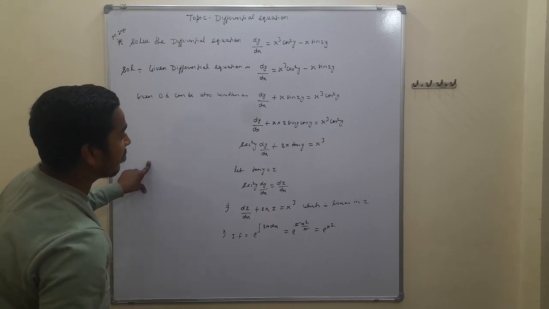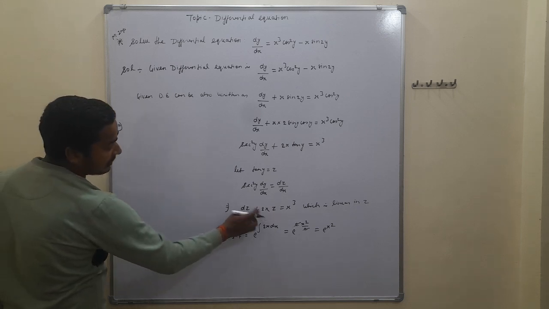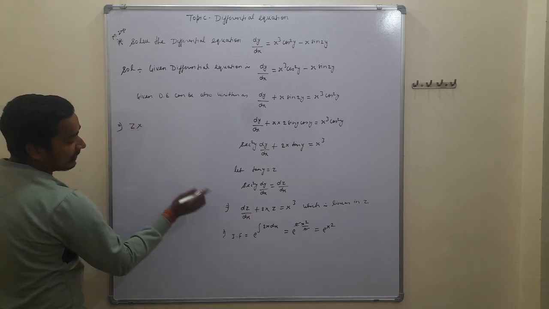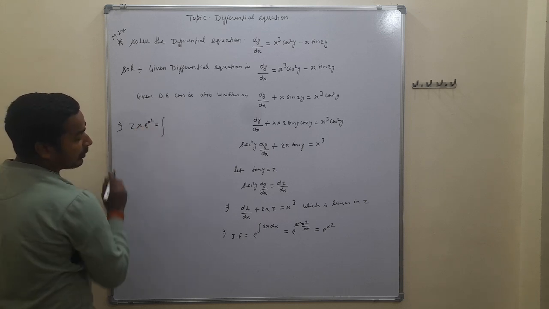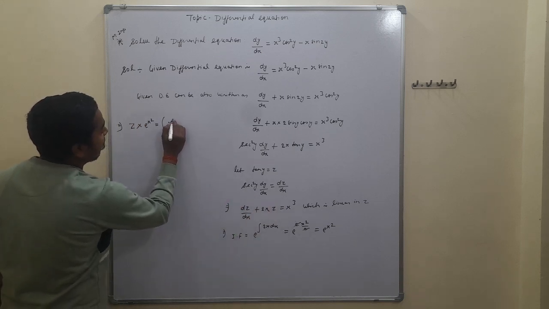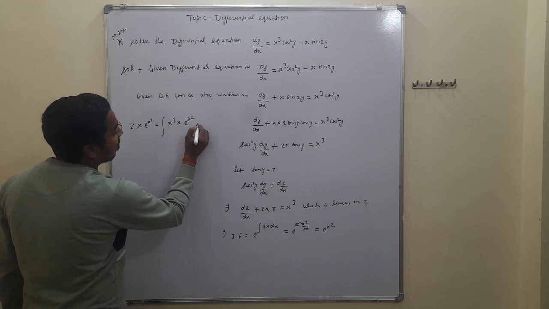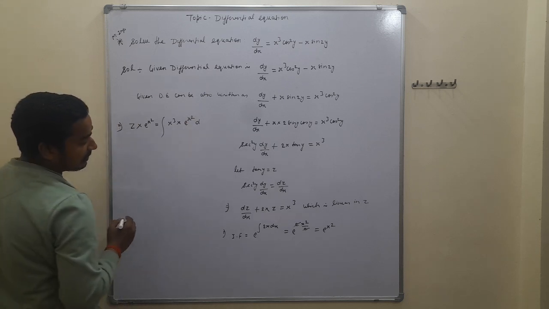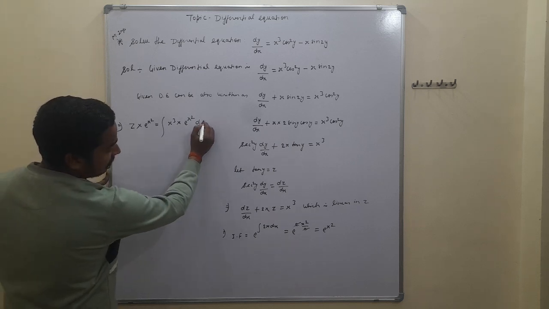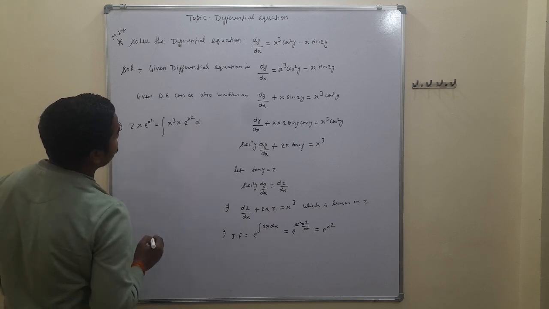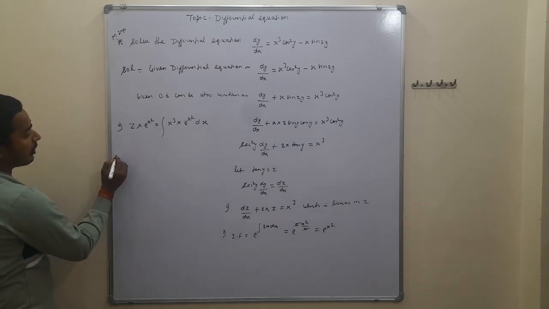And further we have to write the final solution for the linear equation. This is linear in z. So we have to write here z into integrating factor. This is z into e to the power x square is equal to the integral of q. Here q is x cube into the integrating factor e to the power of x square dx, and from here we have to solve.